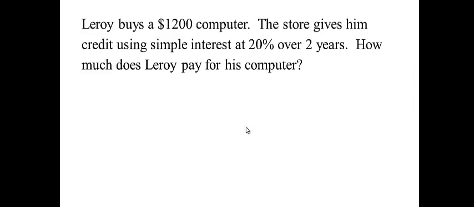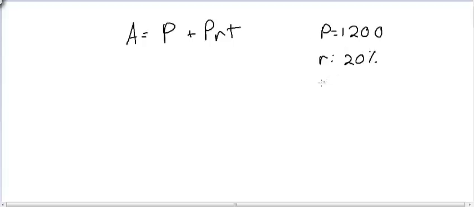So I first need to figure out what is the interest that's being charged to him over these 2 years on this purchase. Then, since that has to be paid, I add that back onto the original amount that he paid for the computer. That becomes our total cost. So I can say A equals P plus PRT. My principal I know is $1,200. My rate was 20%, and my time was 2 years.